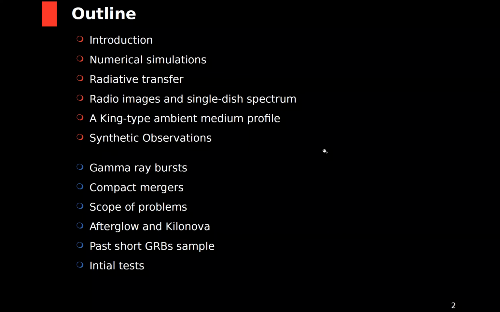Just a quick outline. The blue part is AGN and Blazars, and the second, red part is the gamma ray burst. In the AGN part, I will talk about the basic introduction, the problem that I want to solve, and then some numerical simulation, and from there, radiative transfer and synthetic imaging. In the short GRBs and Kilonovae part, we'll discuss the main landscape of the problem, what the complications are, what we are trying to do, and how what we are doing would be useful.